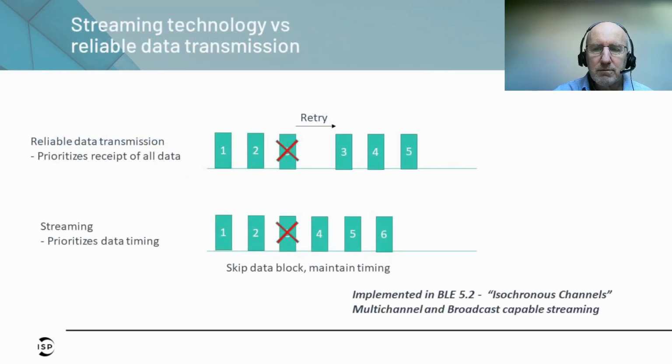Well, firstly, BLE 5.2 implements a streaming technology which has been named Isochronous channels. I'm not sure I would have gone with that name, but I guess it does sort of make sense. So what does that mean? A classic data transmission, as was in the earlier generations of BLE, is about reliable data transmission. You want all the data to arrive in the right order, so you can reconstruct exactly what was sent.